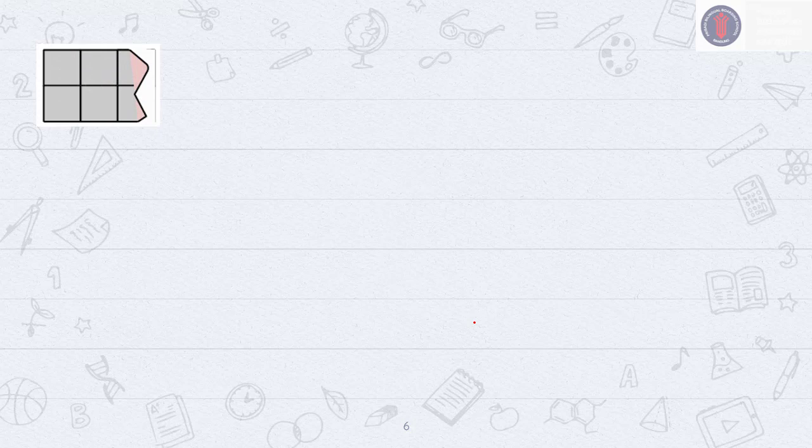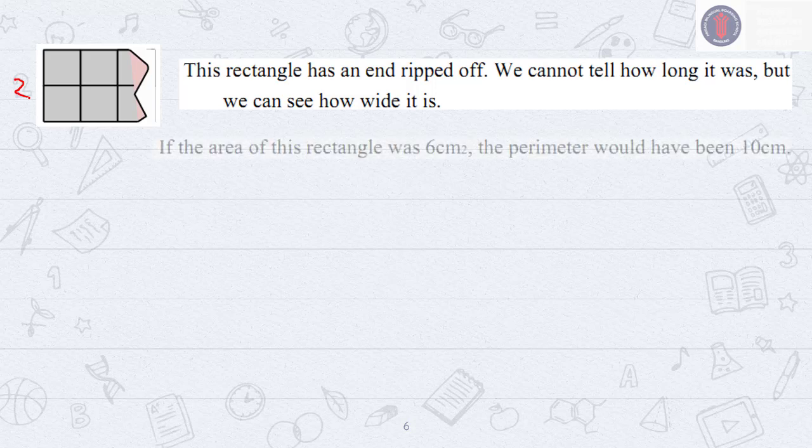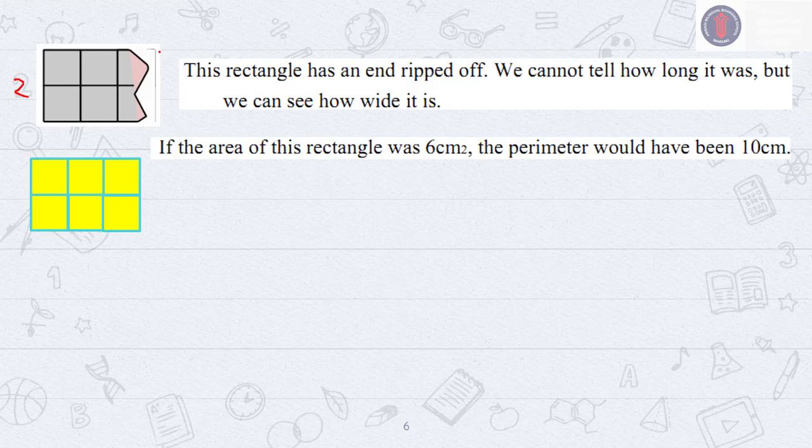And then this one, how about this rectangle? The end has ripped off. We cannot tell how long it was, but we can see how wide it is. It is 2 squares wide. So the first possibility is if the area of this rectangle is 6, there are 2 squares that are ripped off. This one, the perimeter would have been 10 centimeters, just like before.